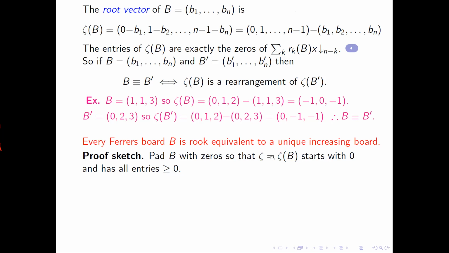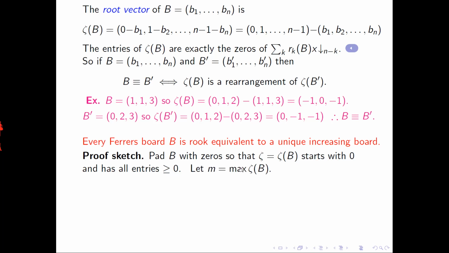So I want to pad it with enough zeros so the thing starts with a 0 and has all entries that are equal to or greater than 0. So I avoid this business right here. I slap enough zeros on so that I have no negative entries when I compute the root vector. Now I will say we will do this example later on, so you'll see the sort of thing that we're doing here. But this is possible to do.